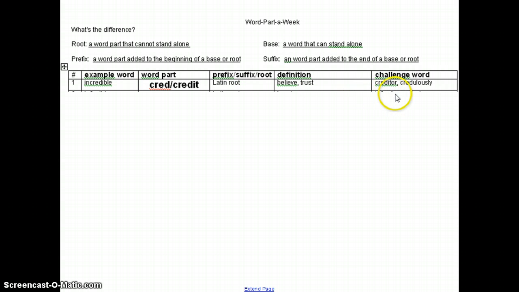And so a couple of words that we're going to try that may be new to some students are creditor and credulously. Students will have a chart that lists all the different word parts, and we'll continue to add to that as the school year goes on. So hopefully by the end of the year they'll have about 20 to 25 different word parts that they know to build onto the word parts that they learned in 6th grade.